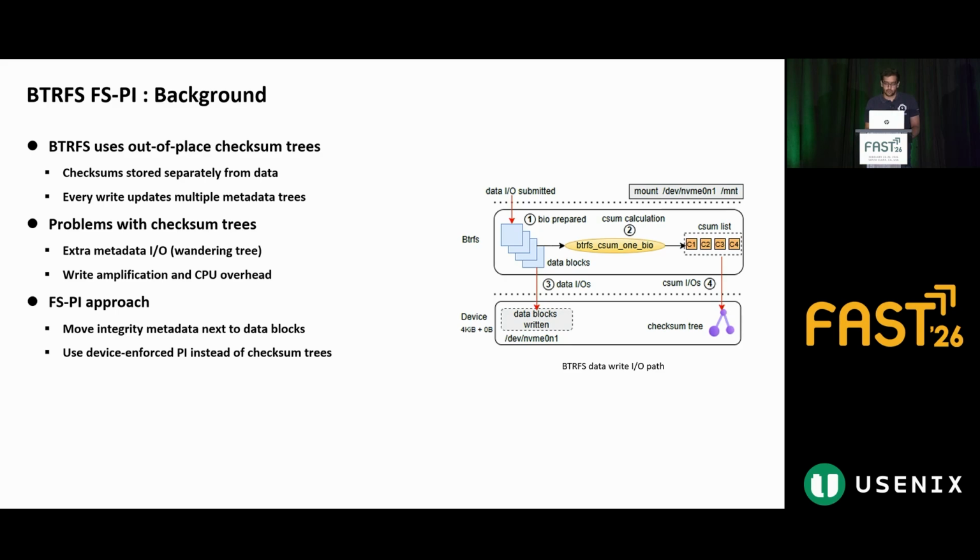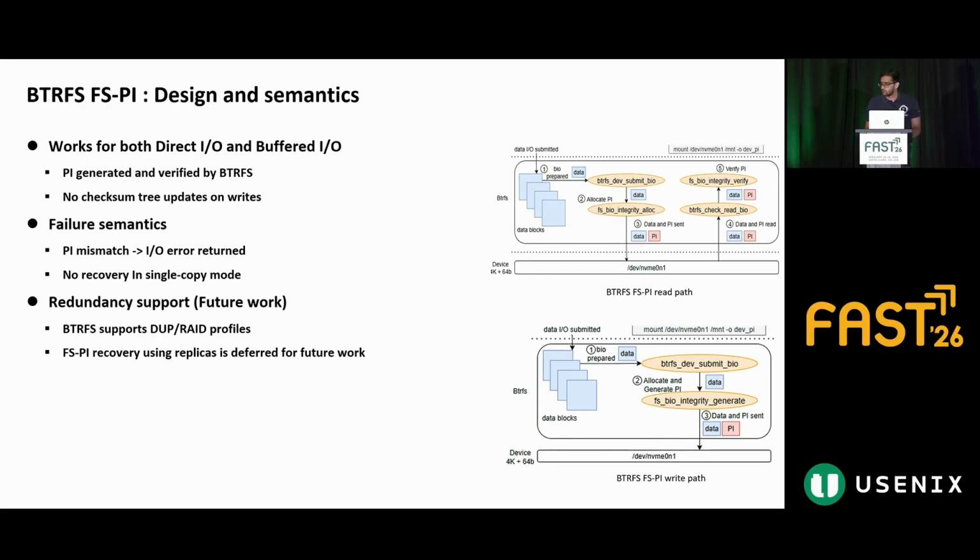And the problem with that is that it causes a lot of extra writes, which lead to write amplification and increased CPU overhead. With FSPI, BTRFS will be able to avoid the usage of the checksum tree and move the integrity metadata next to the data block as PI. And we will be able to use the device enforced PI instead of the checksum tree. So this would work both for direct IO and buffered IO. PI would be generated and verified by BTRFS, and because there is no checksum tree, there would be no checksum tree updates on the writes.